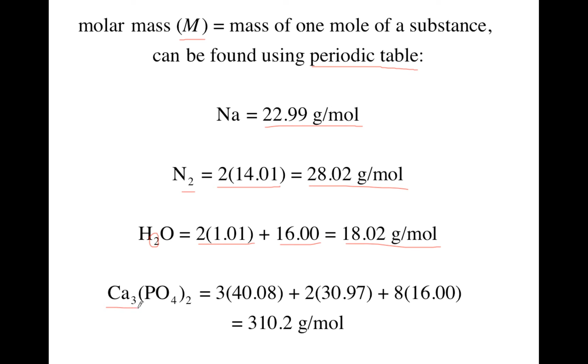And this last example is slightly more complex. There's 3 calciums. Now, when you see a subscript outside parentheses, it means it applies to both elements inside. So that means there's going to be 2 phosphorus atoms and a total of 8 oxygens in this case, because 2 times 4 gives you the total number of oxygens. So we're going to add up 3 calciums, 2 phosphorus, and 8 oxygens from the periodic table to get our total molar mass, 310.2 grams per mole.